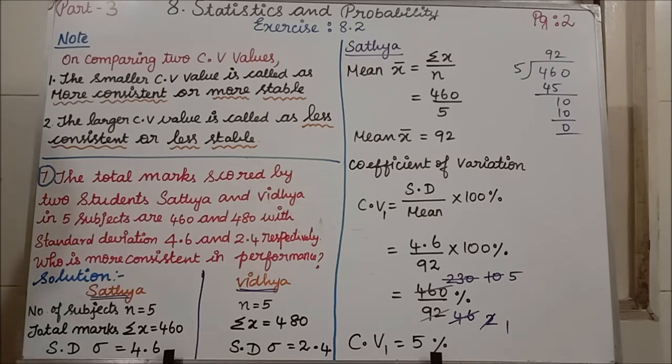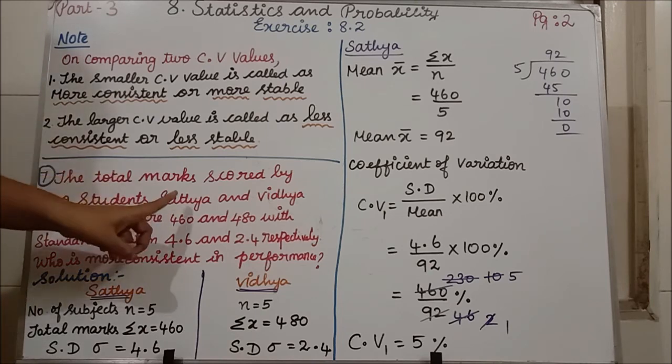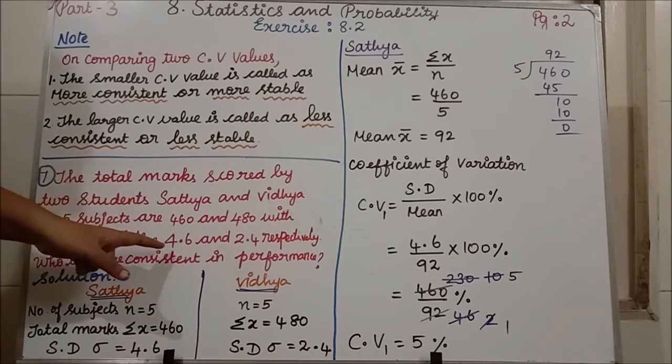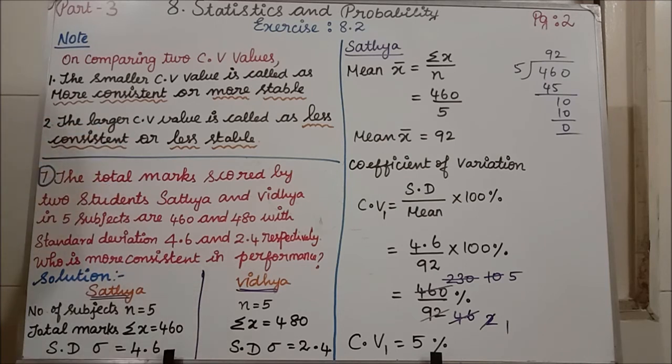Now see the problem, 7th question. The total marks scored by two students, one girl is Satya and another girl is Vidya, in 5 subjects. Satya scored 460 and Vidya scored 480, with standard deviation for Satya 4.6 and for Vidya 2.4 respectively. Who is more consistent in performance? We have to find which is more consistent in performance.